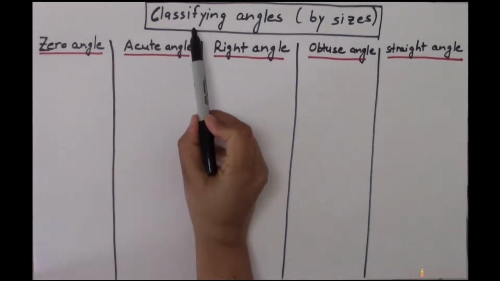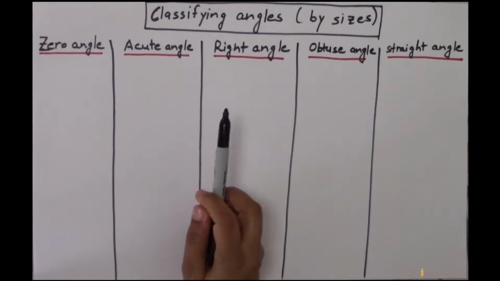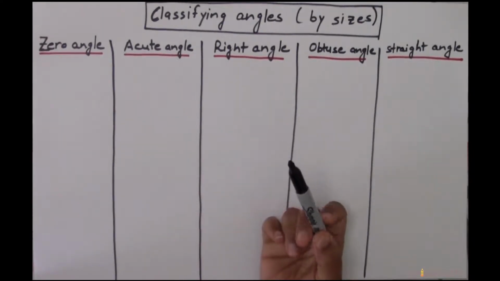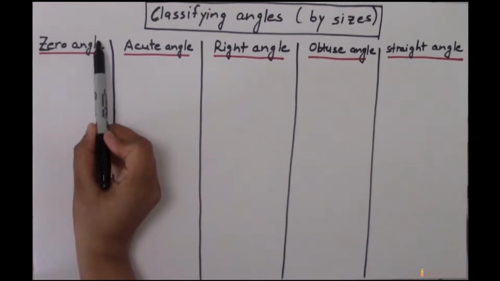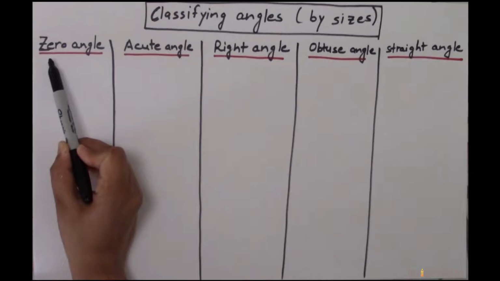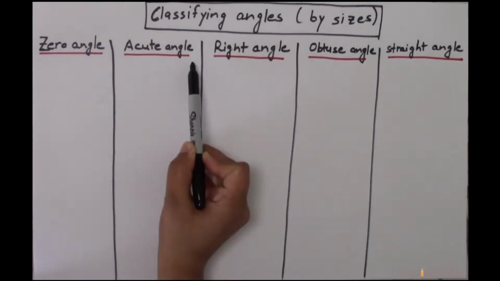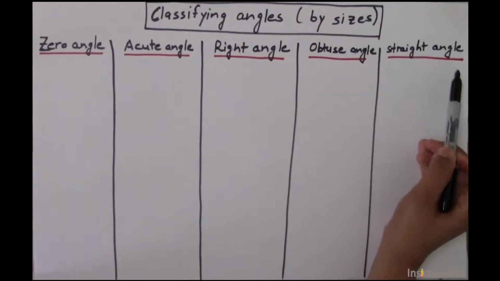In this video we'll do the classification of angles by sizes. In the previous video we did what is an angle and how to measure and draw the angles. Further, those angles are classified by their sizes, and those angles are zero angle, an acute angle, a right angle, an obtuse angle, and a straight angle.